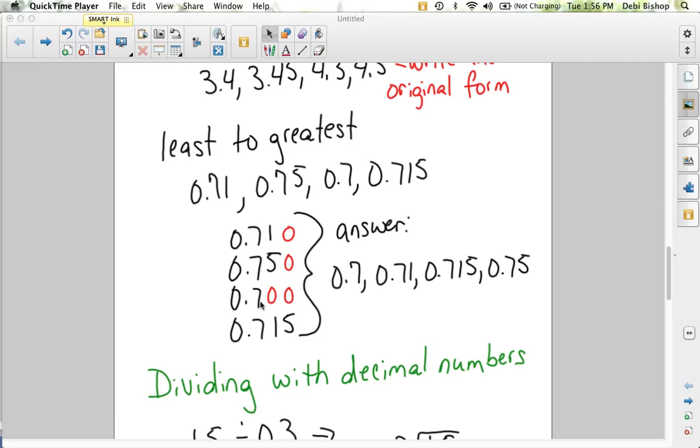So we can see here that if you look at the entire number, you have 700, or if you're looking in your tens place, your 0 is first, so you know that's your smallest number. Then you can look again at your 1s, and then you have to go to the next digit. Or you can look at 710, 750, 700, and 715 and arrange them in order that way. And you'll find your final answer is this order: 7 tenths, 71 hundredths, 715 thousandths, and 75 hundredths. And that is your order from least to greatest.